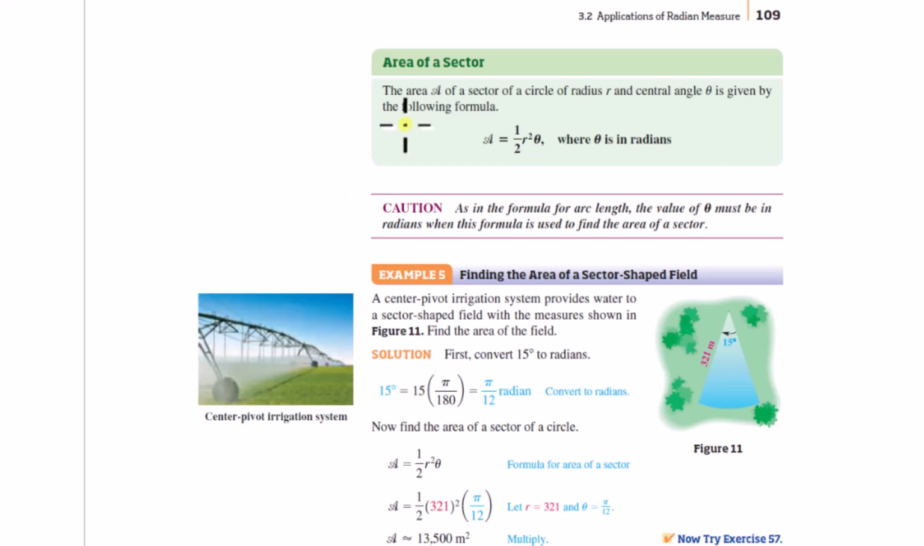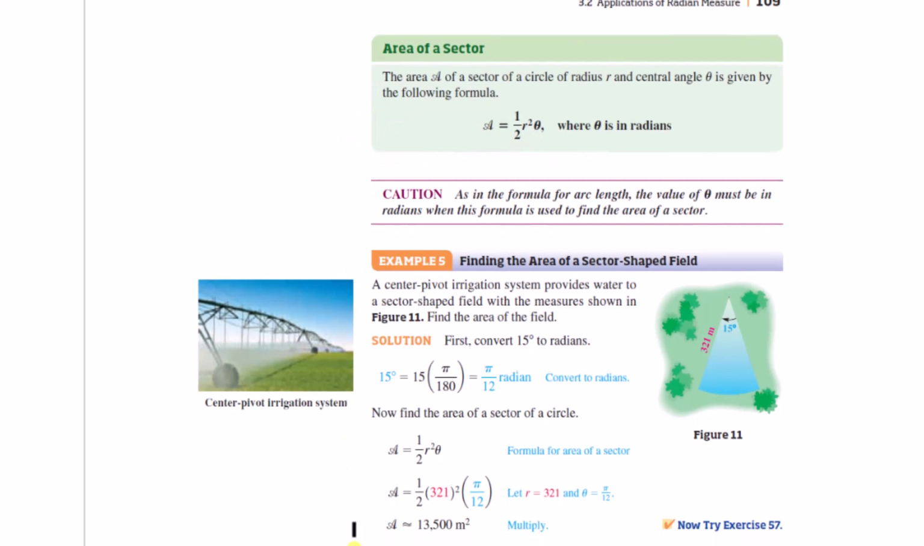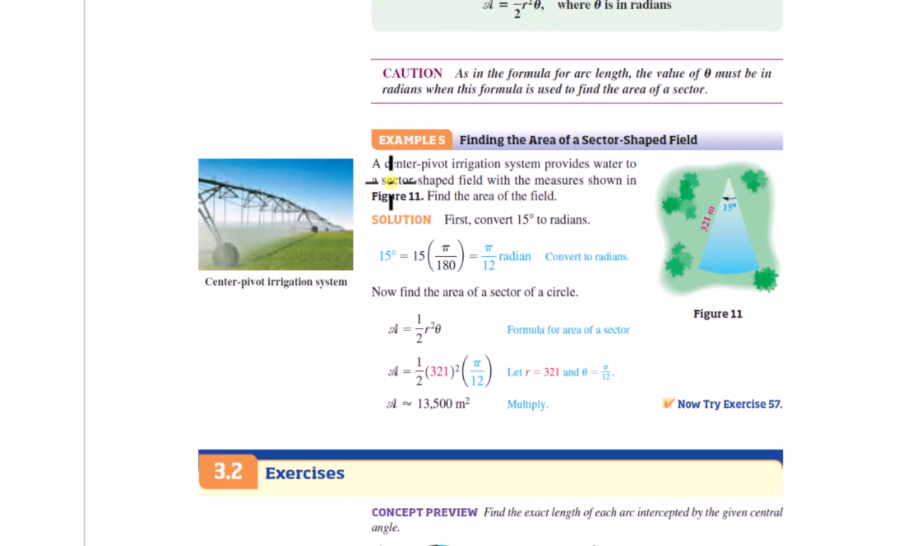But it cautions that theta has to be in radians. You can't convert to degrees and plug it in like you can do with trig functions. Okay, so here they give an example. A center pivot irrigation system provides water to a sector-shaped field with measures shown in figure 11. Irrigation kind of works this way, right? You have those irrigation systems with the nozzle, spraying and pivoting left to right, and it's kind of spraying out a sector.